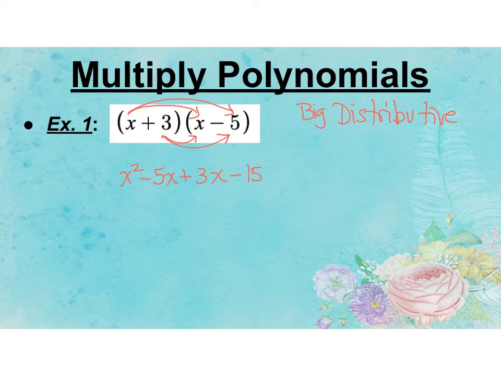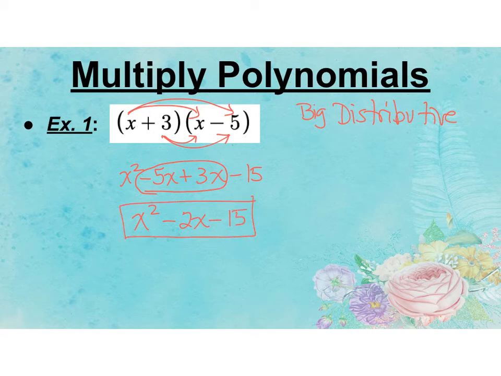It's often going to work out that you can combine your like terms that are in the middle because they both have the same variable group, but not always. So I have x squared, and then a negative 5x plus 3x is negative 2x minus 15. That is my final answer.